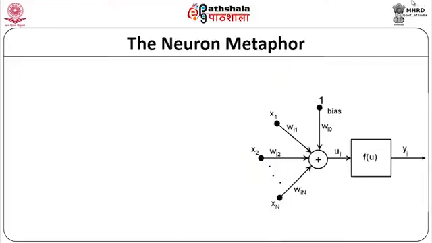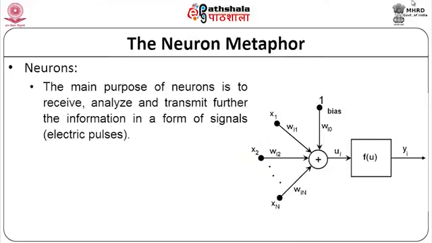Now, based on this neuron, let us look at the neuron metaphor. The main purpose of neurons is to receive, analyze, and transmit further the information, whatever information we receive, in the form of signals or electric pulses. So, it will receive, analyze, and transmit this information or signals. That is the job of a neuron.